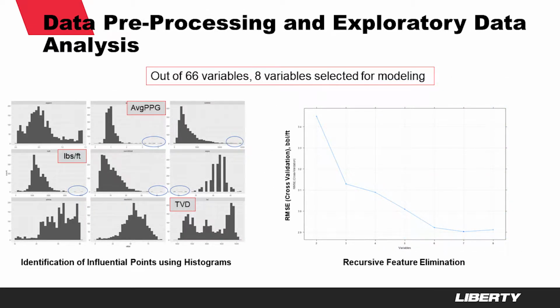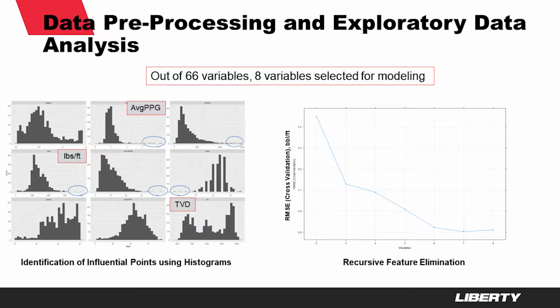When we're doing complex statistical models, it's very important to do some data pre-processing and exploratory analyses. We need to identify what we call influential points, points that could really affect the statistical model and bias it in a certain direction. For example, for pounds per foot, on the left you see a histogram of the distribution of that parameter. We will look for points that are way outside the distribution, and those will need to be eliminated.